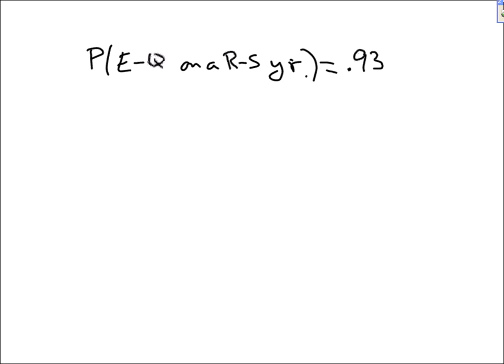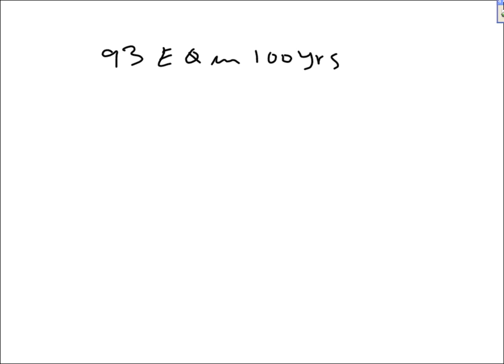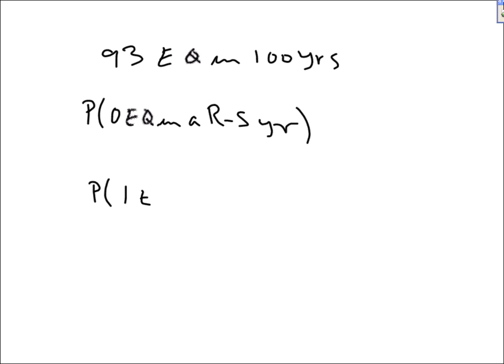How about we reword this? There are 93 earthquakes in 100 years. And we want to know what's the probability that there are 0 earthquakes in a randomly selected year, or the probability that there is 1 earthquake in a randomly selected year.